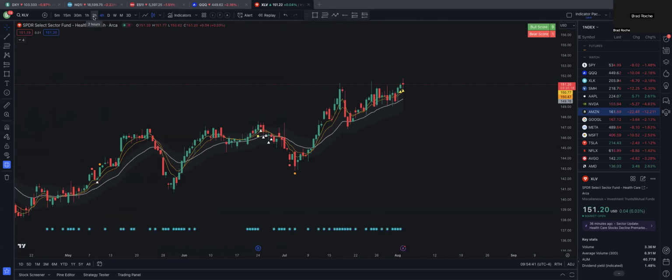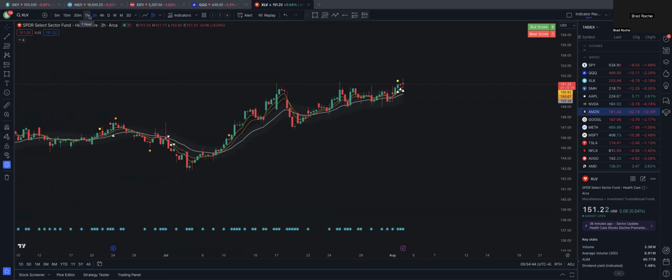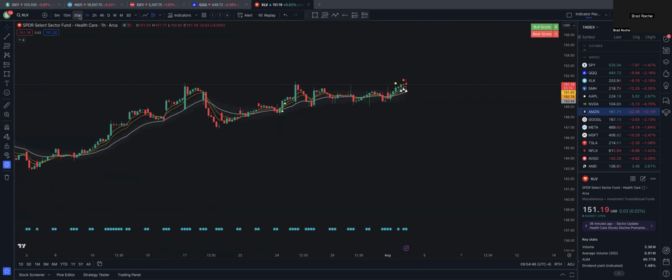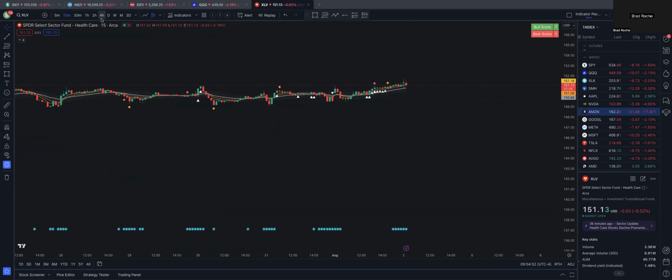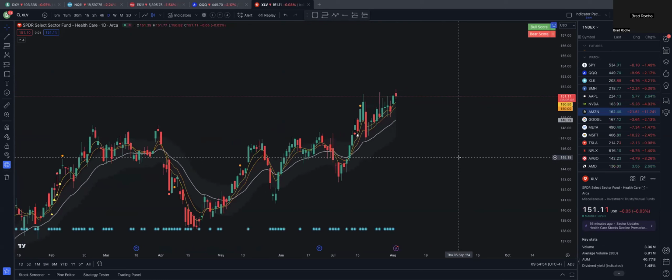But this one, we had 4-hour buy signals. We still do. We have 2-hour buy signals. We have 1-hour buy signals, and we have 30-minute buy signals. So pretty much every time frame is looking good. The only thing is the same thing with XLP we took earlier this week was that we have earnings coming out in the major names.